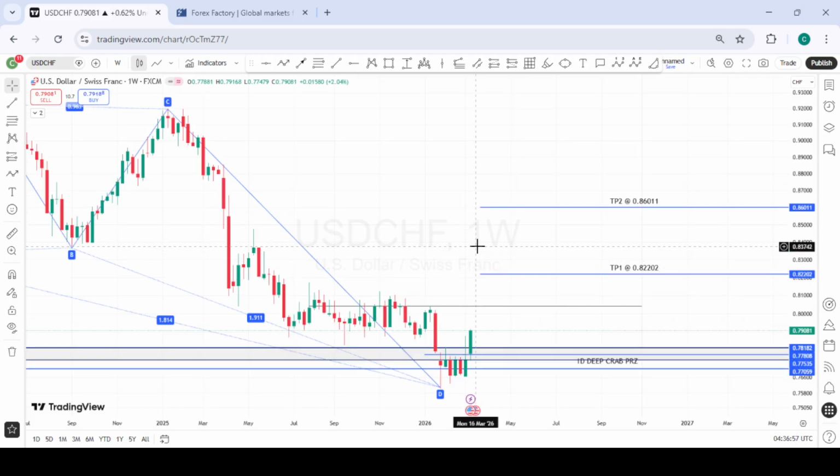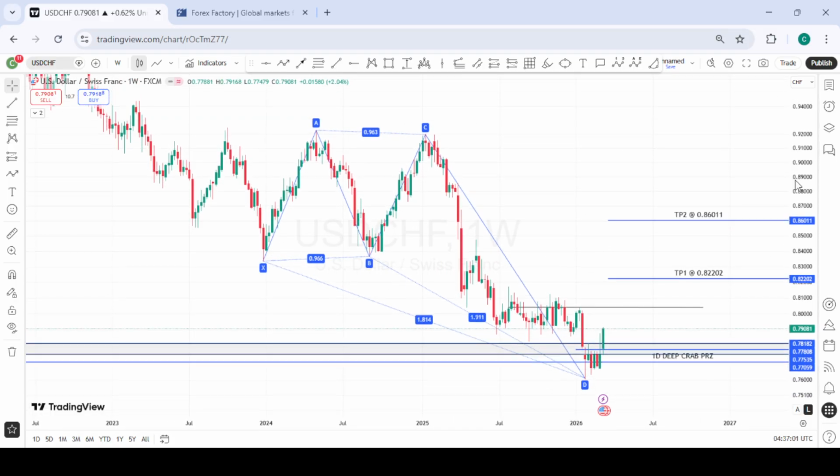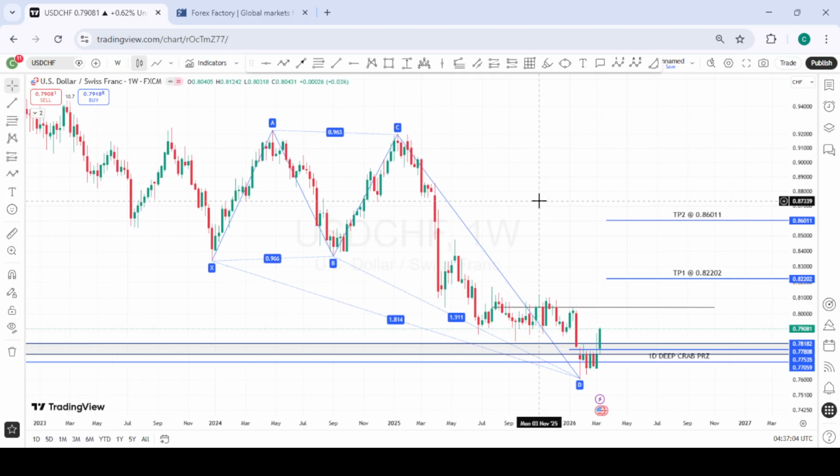We also have USDCHF. So for USDCHF, this was a very huge harmonic pattern it has been developing since 2023. So this is the X, A, B, C, D. This is the completion of a deep Crab pattern for USDCHF.